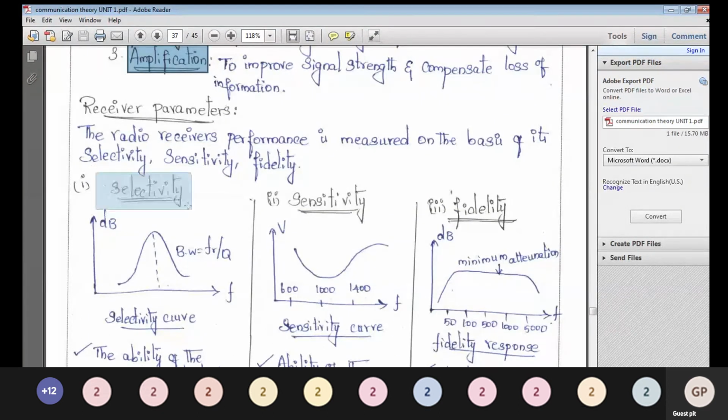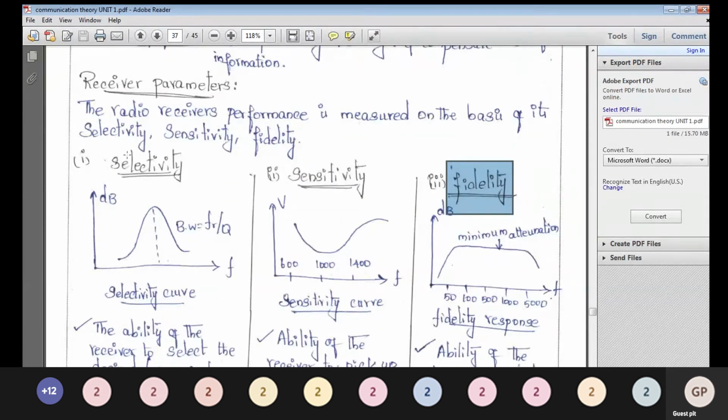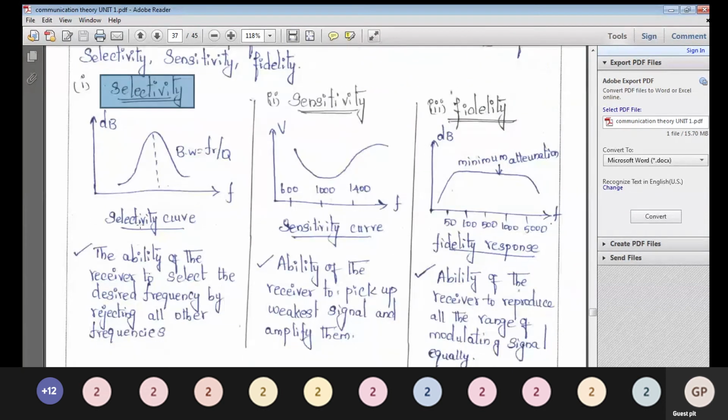Next, the receiver parameters are all important. Three parameters are available, and these three parameters are important while selecting and deciding the receiver. The first performance parameter is selectivity. Selectivity is the ability of the receiver to select the desired frequency by rejecting all other frequencies. Out of all available frequencies, it has to select the desired component perfectly. That characteristic is called selectivity.